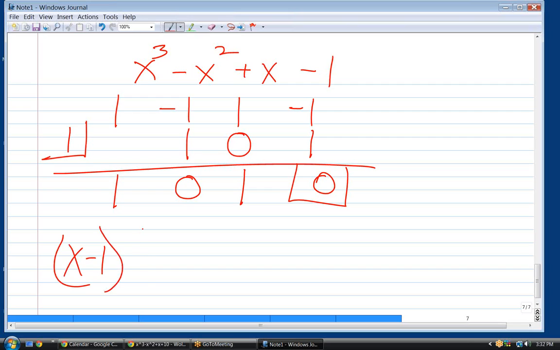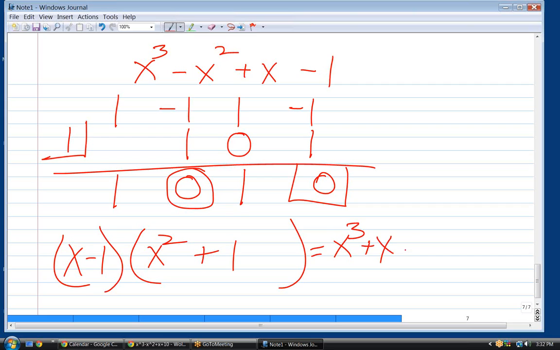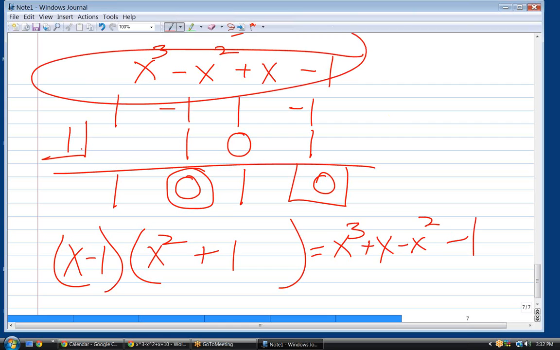So that's one factor. And the other factor would be what? X squared plus x plus 1. This 0 means the x coefficient is 0. Okay? And notice that if I FOIL these two together, I get x cubed plus x minus x squared minus 1. That's exactly that. Okay?